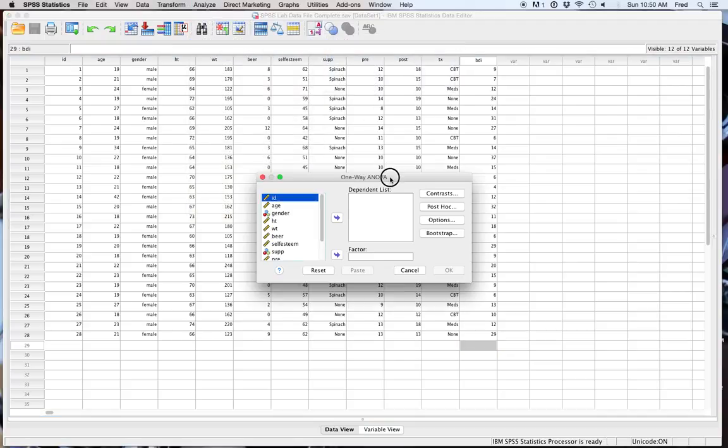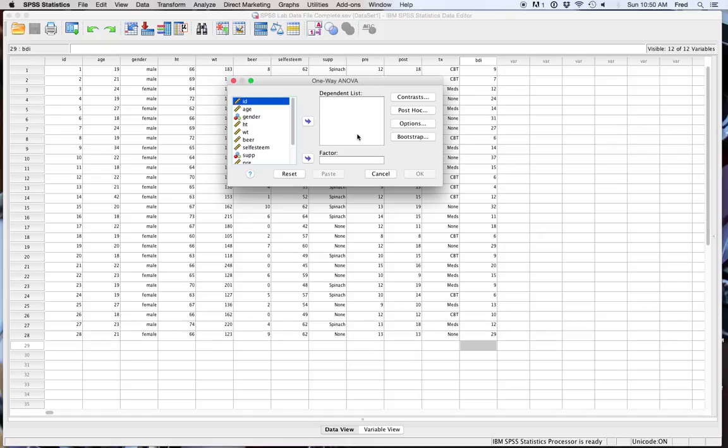Now the table here looks fairly similar to what we completed when we did the t-test. We've got our list of dependent variables, we've got our factor, which is another word for independent variable, and then of course different options and things we can do to tailor our analysis to what we're looking for.